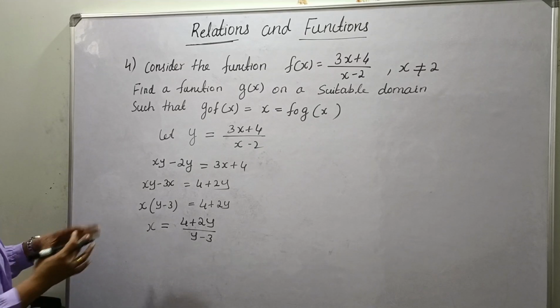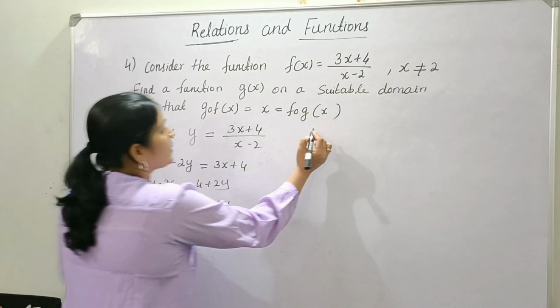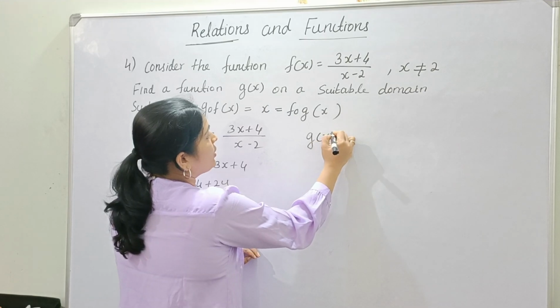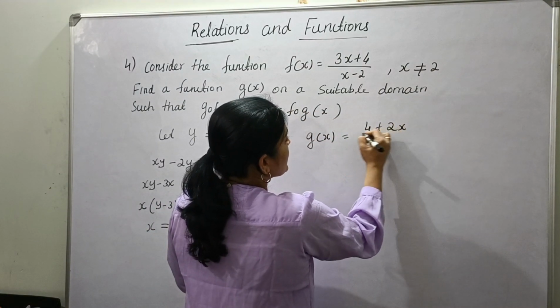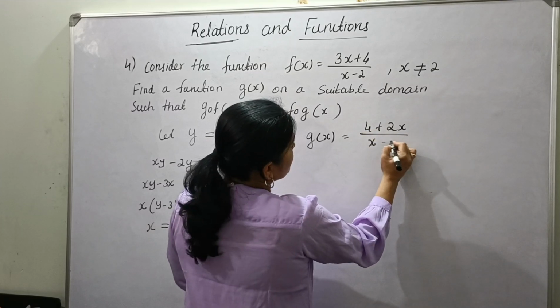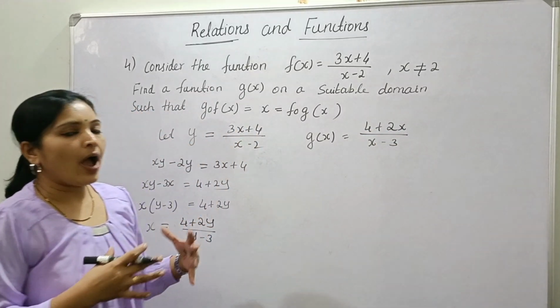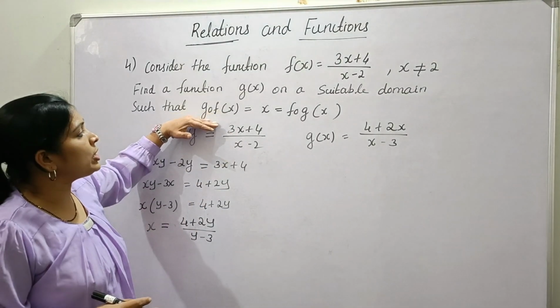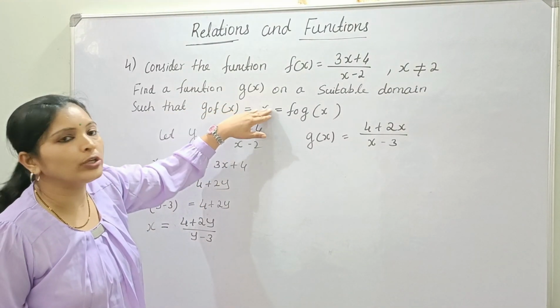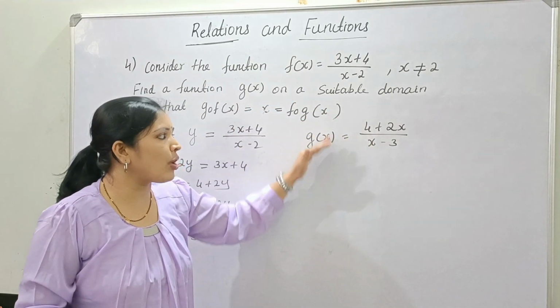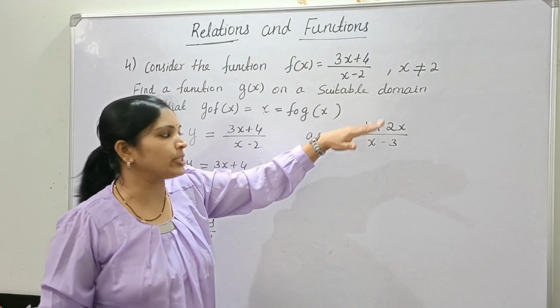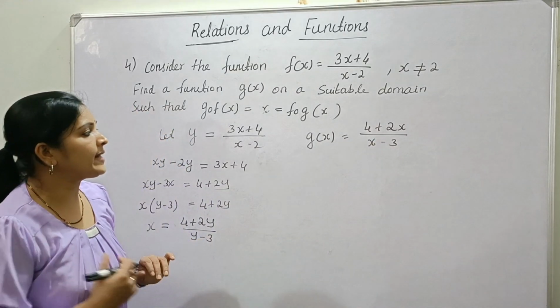And now let us consider g of x is equal to 4 plus 2x divided by x minus 3. Now we have to check whether g composite f of x is equal to x or not. If it is x, then we can confirm g of x is equal to 4 plus 2x divided by x minus 3.